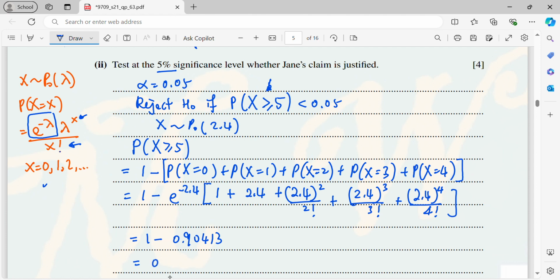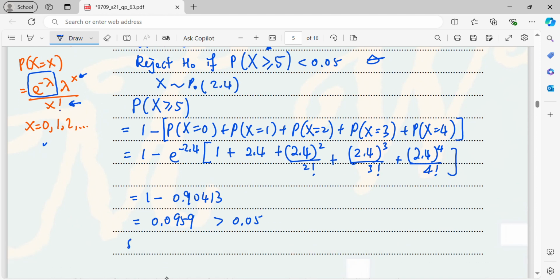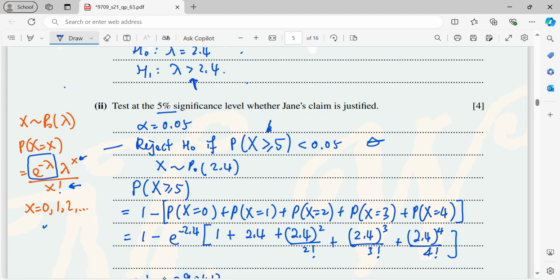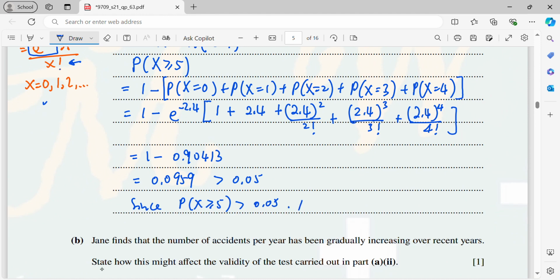Okay, then you will be getting 0.0959. Now you compare with 0.05. This is greater than 0.05. So now I will just write since the probability is greater than 0.05, according to this rejection criteria, when it is less than 0.05 we reject H naught. Therefore, since here it is no longer less, we do not reject H naught, or I would just say we accept H naught.